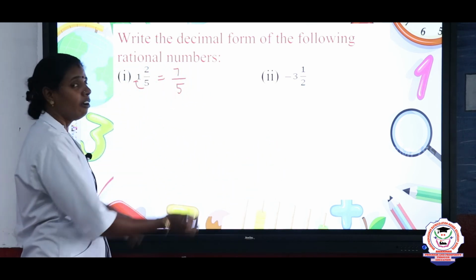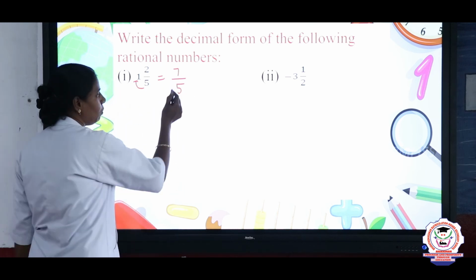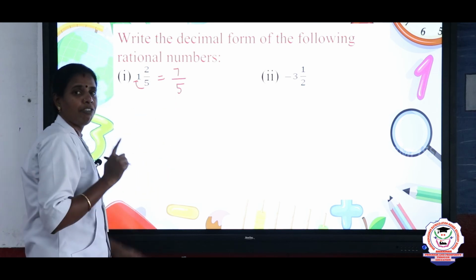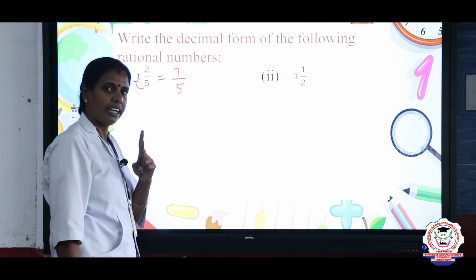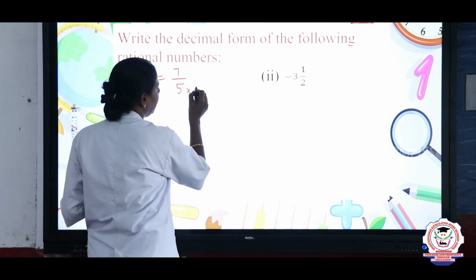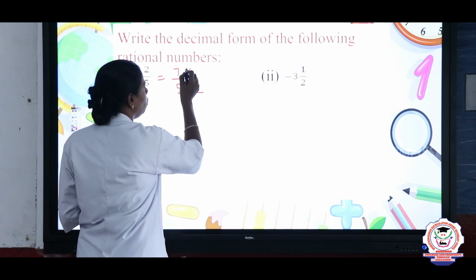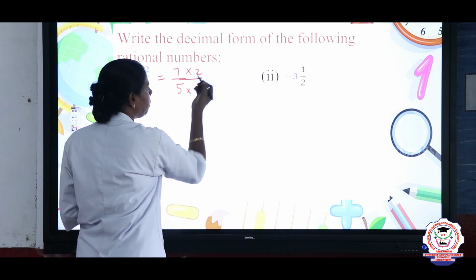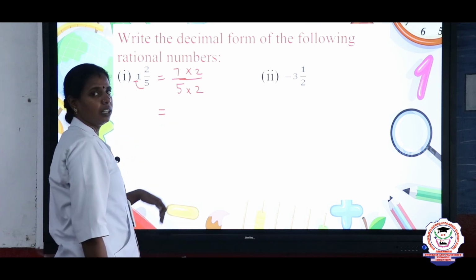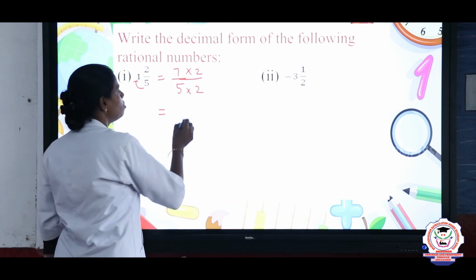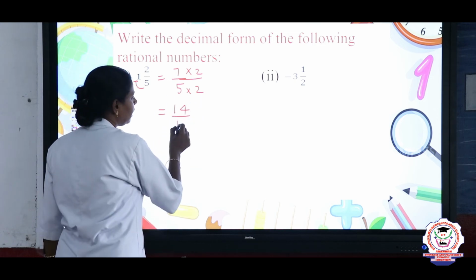So, we are going to make the denominator 10 or 100 for the given question, which is 5 here. With 5, what number if I multiply can I get 10? 5 2s are 10, is it? So, I am going to multiply the denominator by 2. So the numerator also should be multiplied by 2. Then only it will become an equivalent fraction. So multiply with this, 7 2s are 14 by 5 2s are 10.